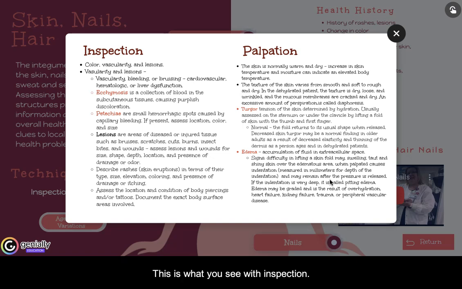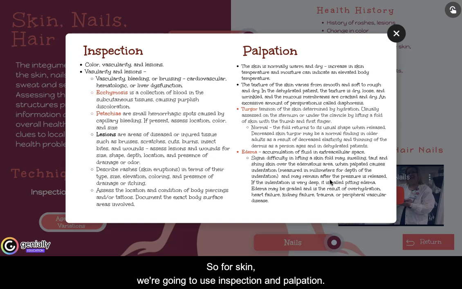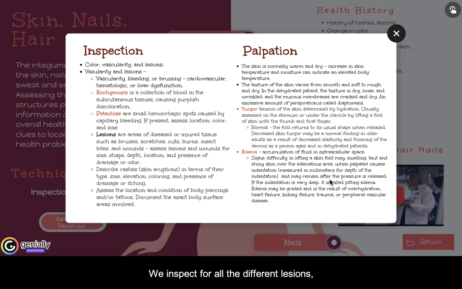Palpation. This is what you see with inspection. Now when you're palpating, what are you going to touch and palpate to see? Because remember, we use different assessment techniques. What are they? Inspection, palpation, auscultation, and percussion, right? So for skin, we're going to use inspection and palpation. We inspect for all the different lesions, any discolorations, bruising, bleeding, and all of that. And now we're going to palpate.